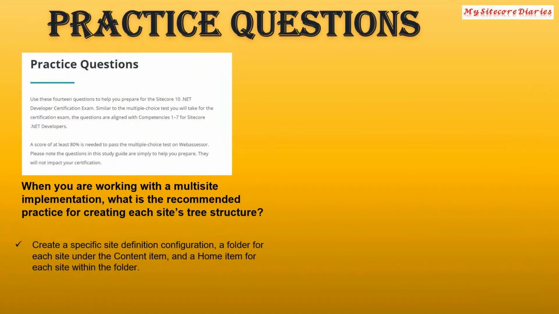So this is the first question. The question says, when you are working with a multi-site implementation, what is the recommended practice for creating each site's tree structure? The answer is: create a specific site definition configuration, a folder for each site under the content item, and a home item for each site within the folder.